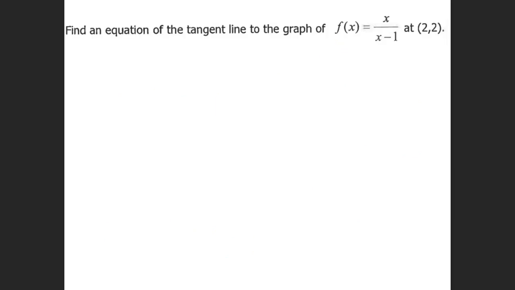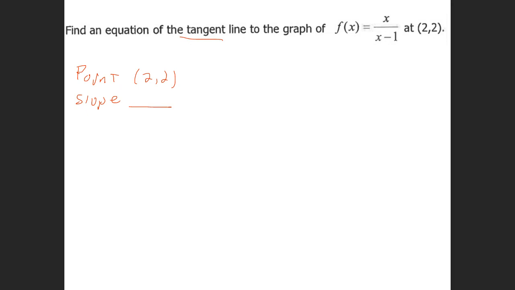All right. I believe this is our last problem today. It says find an equation of a tangent line to the graph of f of x equals x over x minus 1 at 2, 2. So this time they gave us the point, right? 2, 2 is our point. So the only thing we really need to do is find the slope. As soon as I see equation of a tangent line, the first thing I'm doing is writing down point and slope. Well, they gave us the point. All I need is a slope, and then I can write out my equation.